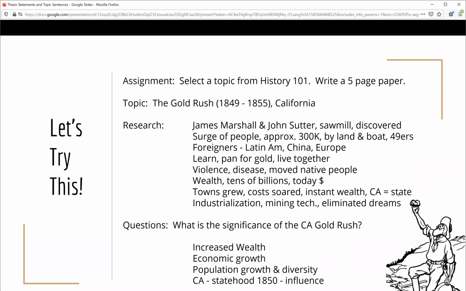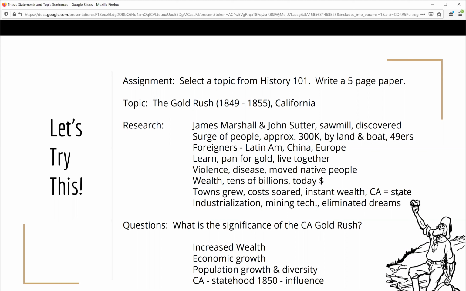Let's say your History 101 instructor tells you that you must write a 5-page informational paper on any topic. Since you just heard that crazy commercial on the radio about buying gold coins, the gold rush pops into your head. So off you go to the library to collect some information. On this slide, you see some of the notes you gather while you research.